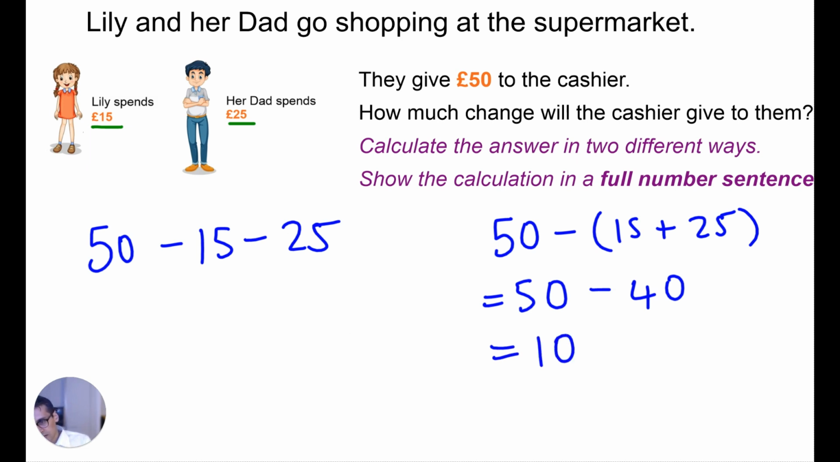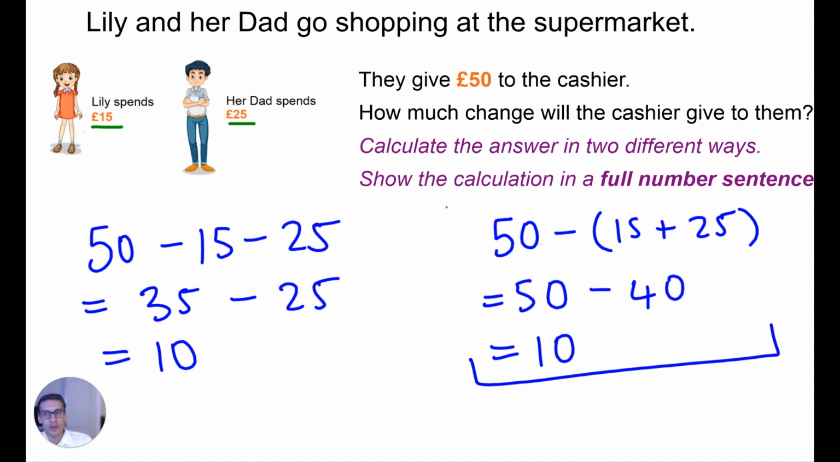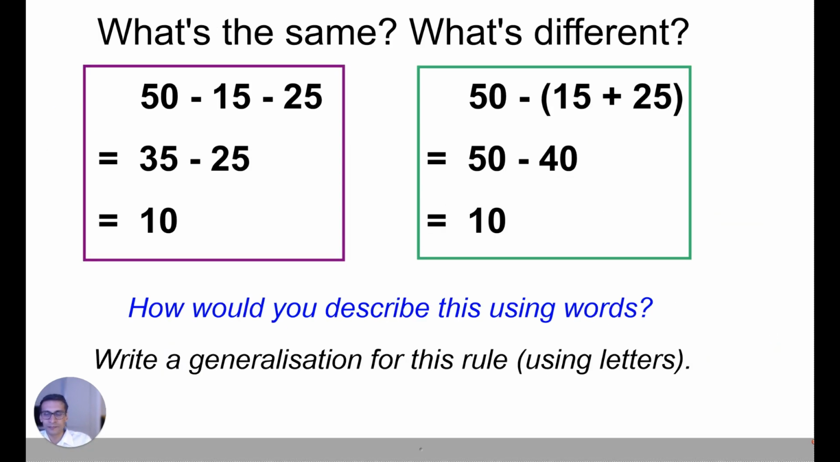Now if you did it this way, I hope you did it both ways. 50 take away 15 is 35. 35 take away 25 is 10. The numbers are very slightly more awkward, not necessarily hard, not impossible to do, but I think again you'll see the value of the property of subtraction here. Okay, what's the same and what's different between both of these? Take a moment to look at this, and then I'm going to show you the generalization.